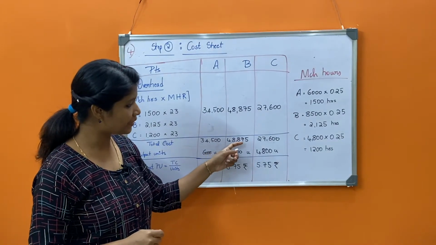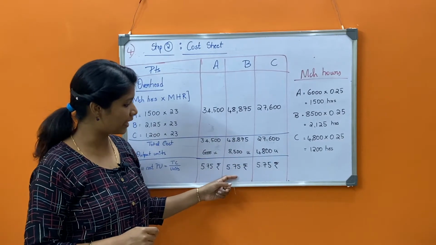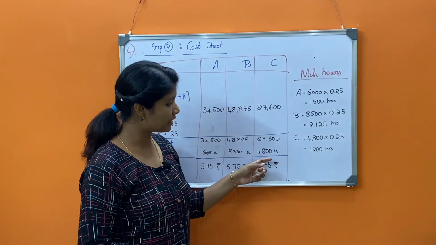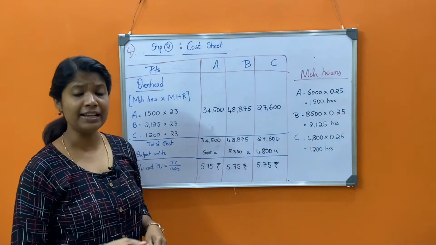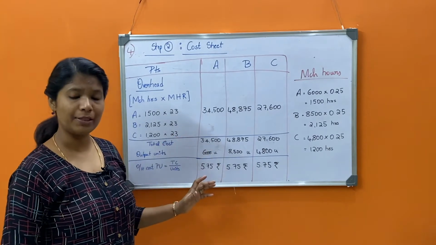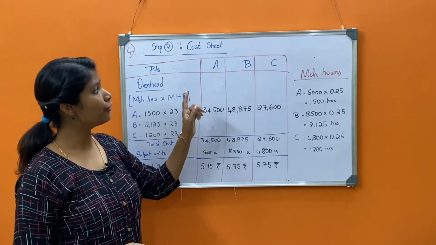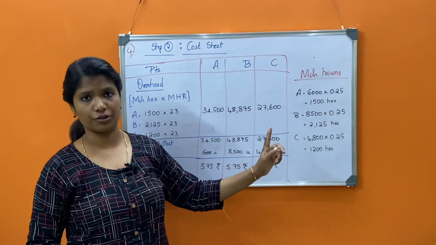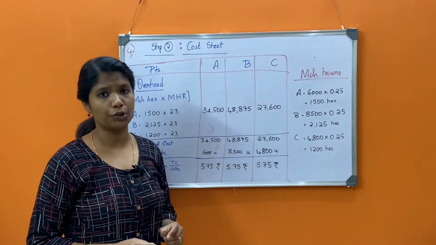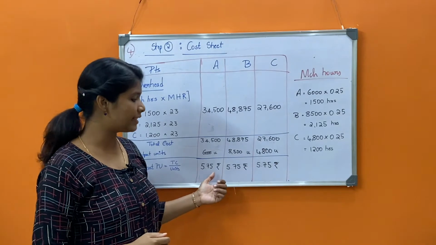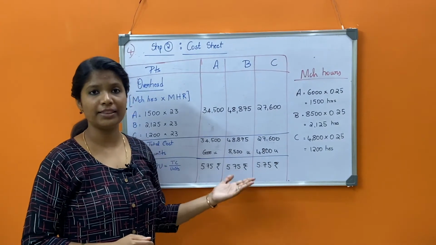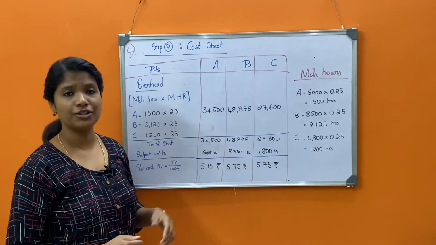Then 48,875 divided by units, we get 5.75 rupees again, and 27,600 divided by the units, I get 5.75 rupees. So out of the traditional method, we found out that the cost of each product production A, B and C comes up to the same per unit cost, that is 5 rupees 75 paise for all the three. Individually, that's the cost according to the traditional method.